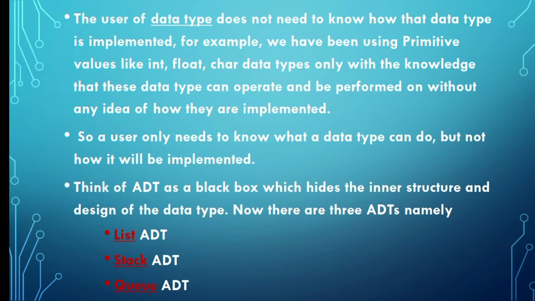The user of a data type does not need to know how the data type is implemented. For example, we have been using primitive values like int, float, char data types only with the knowledge that these data types can be operated on, without any idea of how they are implemented. So, a user only needs to know what a data type can do, but not how it will be implemented. Think of ADT as a black box in the aeroplane, which hides the inner structure and design of the data type. Now, there are three ADTs, namely list ADT, stack ADT, queue ADT.